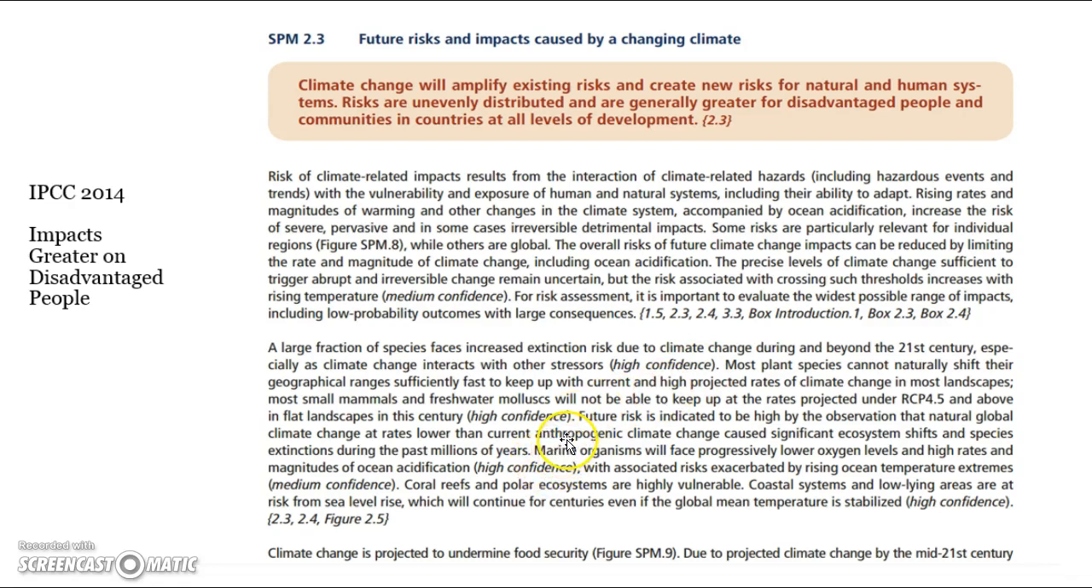Climate change will amplify existing risks and create new risks for natural and human systems. Risks are unevenly distributed and are generally greater for disadvantaged people and communities in countries at all levels of development. So that means that in general, the global south, which is disadvantaged, is going to suffer more than the global north. But it also means that within the advanced countries, the disadvantaged people are going to suffer disproportionately.